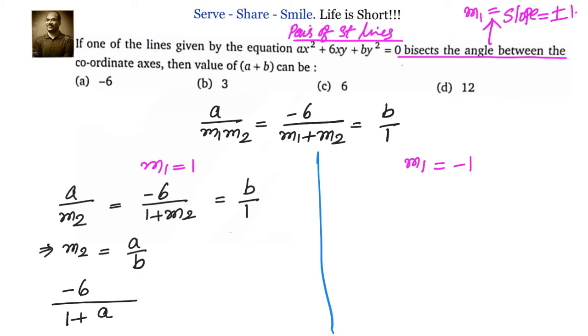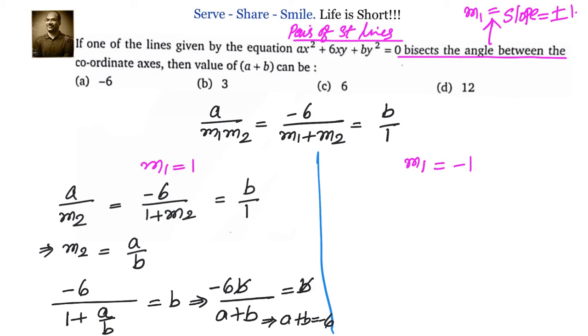As we know, m2 is a by b equals to b. Let us simplify that. We will have minus 6 into b by a plus b is equal to b by 1. Or we will get a plus b equals to minus 6. Now let us consider the case of m1 equals to minus 1. And when we solve it, we will get a plus b equals to 6.